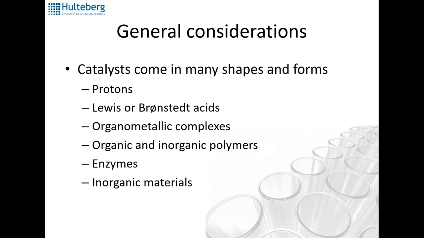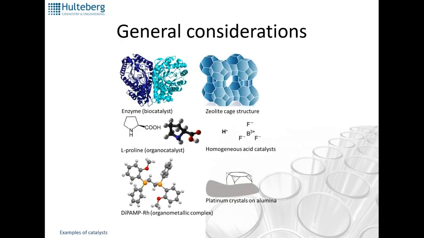Catalysts can come in all sorts of shapes and forms. It can be protons. We can have Lewis or Brønsted acids, both solid and liquid acids. It can be organometallic complexes. It can be organic or inorganic polymers. Enzymes are very common catalysts in our bodies and in all biological systems. It can also be inorganic materials.